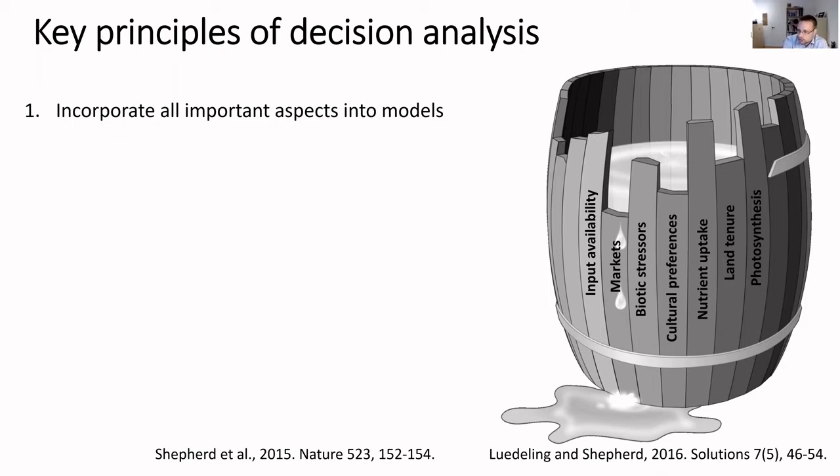So in this barrel, you see basically the staves on the side here represent different disciplines that may be involved in an agricultural model. And you see that you can have kind of all the detail you want on nutrient uptake or on photosynthesis. If you don't include and improve your model in terms of the market dynamics or biotic stresses or whatever, you will not really be able to hold a lot of water here, and your model will not be particularly useful in a setting where all of these factors actually play a role.